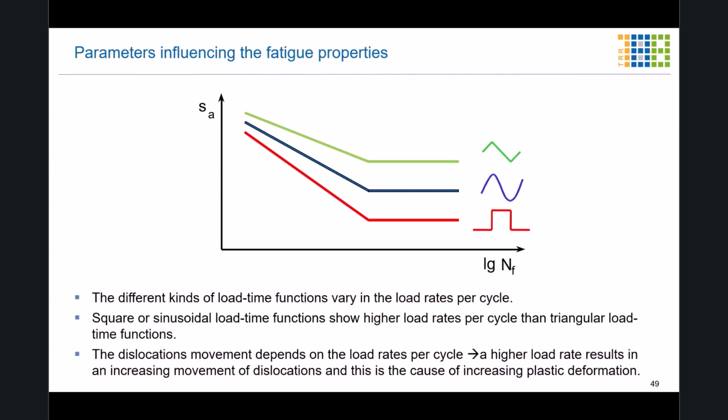This is also described within that the load time functions vary in the load rates per cycle. And also we can see that square or sinusoidal load time functions show higher load rates per cycle than triangle load time functions. This leads to dislocation movements that depend on the load rates per cycle. A higher load rate in general results in an increasing movement of dislocation, and this is the cause of the increasing plastic deformation within each load case.